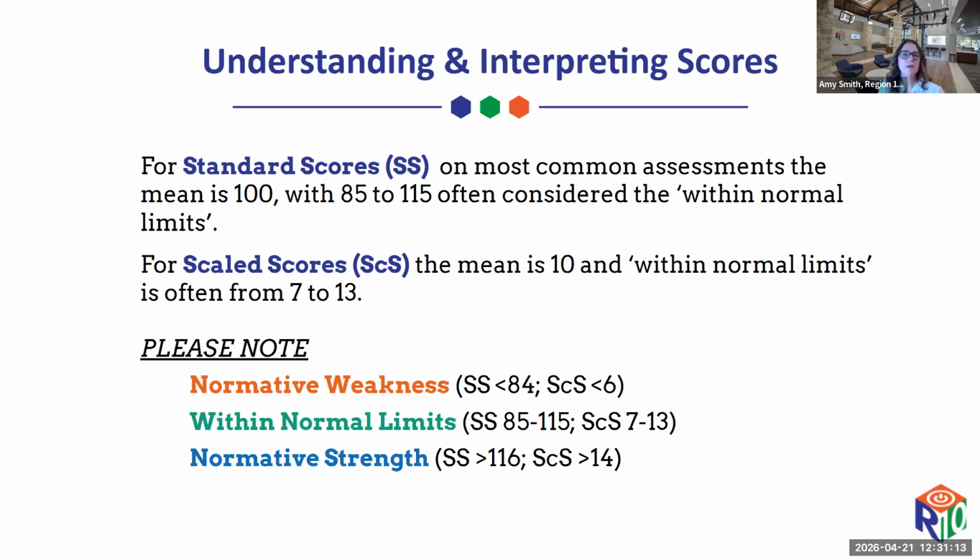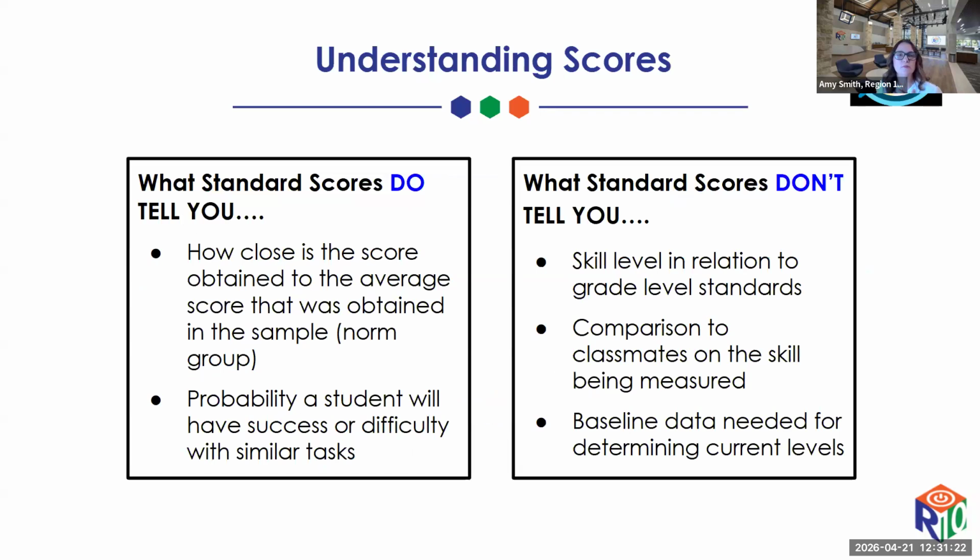So keep in mind, it's about understanding how all this data relates to all those other sources of data. It's not just these scores by themselves that we're going to use to make decisions. So it is also important to know what these scores are telling us and not telling us, right? They're telling us how close is the score obtained to the average score compared to that sample group? How close was your child to that average score on that task or skill that was measured? And the probability a student will have success or difficulty with similar tasks.